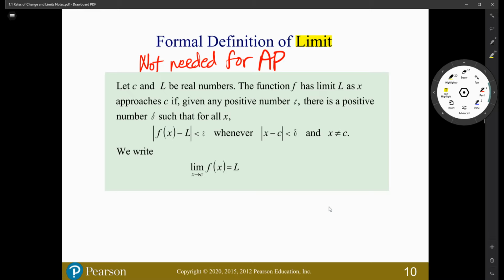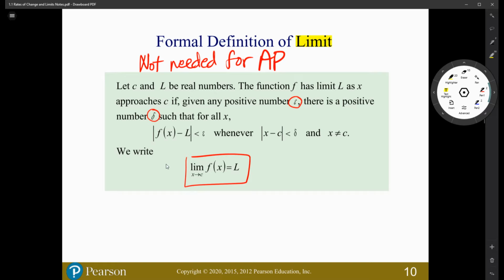Let C and L be real numbers. The function f has limit L as x approaches C if, given any positive number, this is called epsilon, there is a positive number delta, this is a lowercase delta now, such that for all x, the absolute value of f of x minus L is less than epsilon whenever the absolute value of x minus C is less than delta and x is not equal to C, we write this. So this is the first time we have seen the idea of limit in its notation.